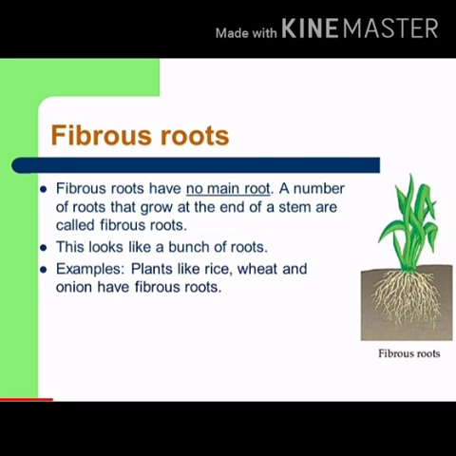Fibrous root. It has a number of tiny roots growing from the end of the stem. This looks like a bunch of roots. Rice, wheat, onion and grass have fibrous roots. See all of you in the picture. It is shown very clearly.